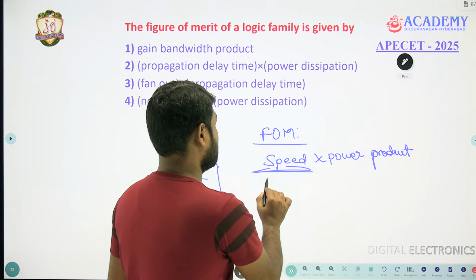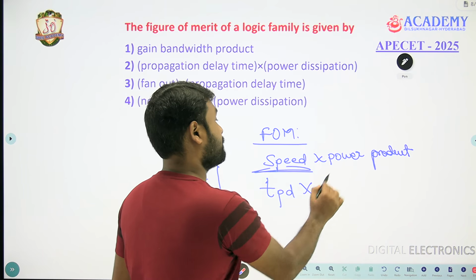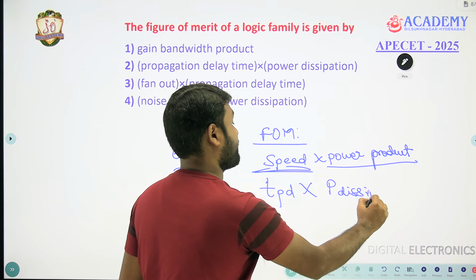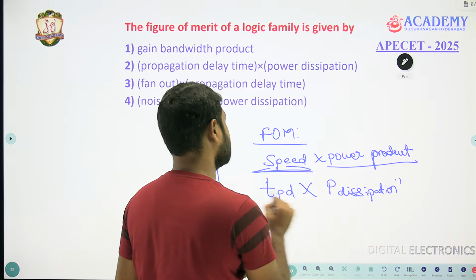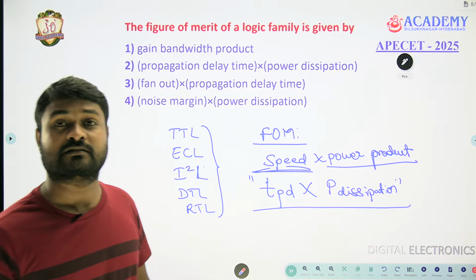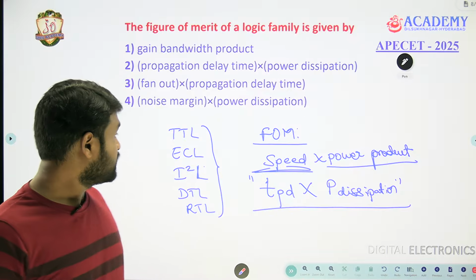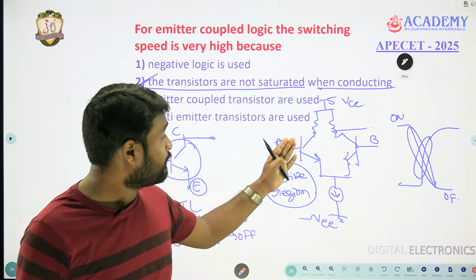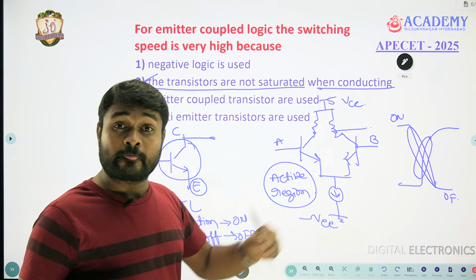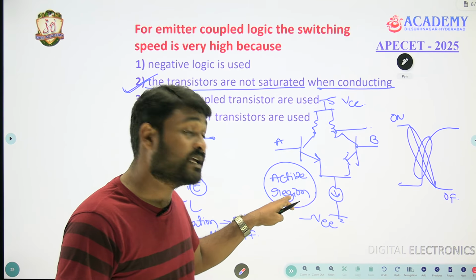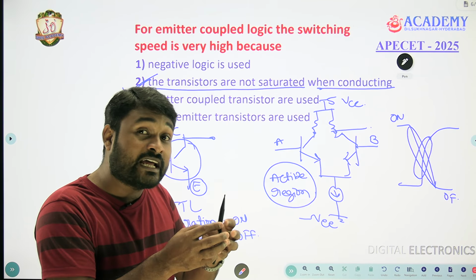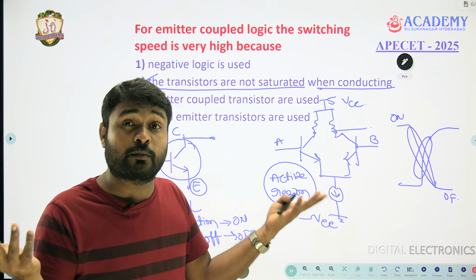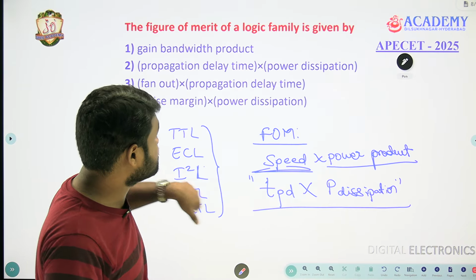Speed in the sense propagation delay, power in the sense power dissipation across the IC. This is only called figure of merit. How is speed getting operated? In the previous question, I have explained. When ECL logic is getting operated from on to off, it is very fast because it is operating in the active region, and I told you there will be power dissipation also because it is operating more, it will dissipate more power. That only I am explaining in this question now.